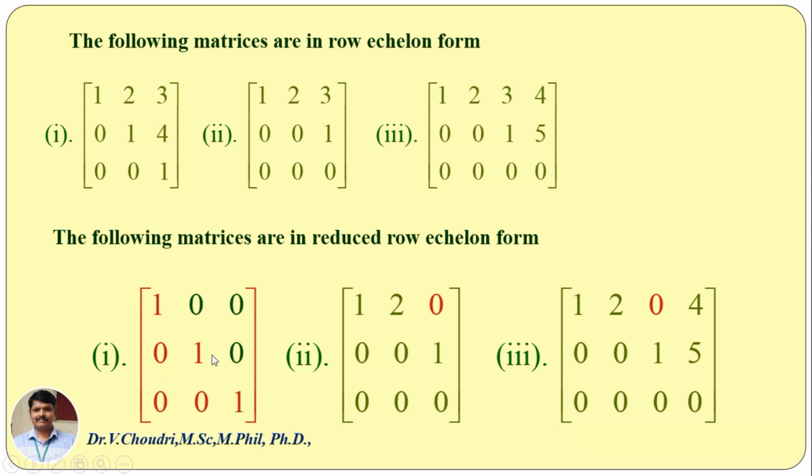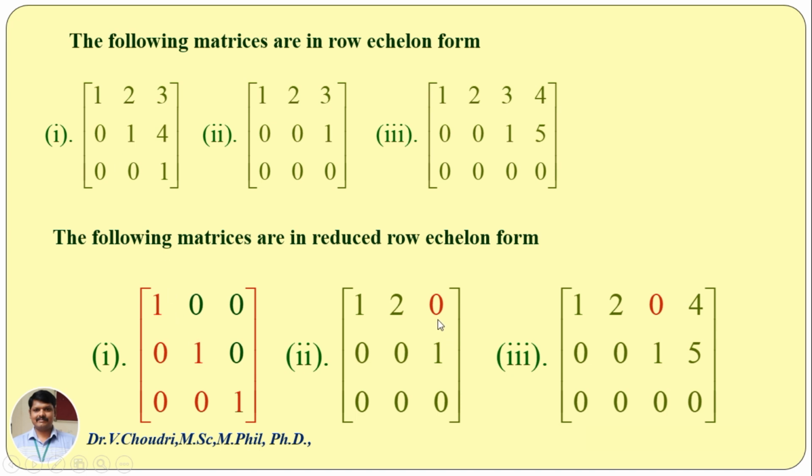And the second entry 1, the numbers below and above it should be 0. The last one also is number 1. Keep the two elements above it as 0. Now only the row echelon form becomes reduced row echelon form. Reduced row echelon form is also row echelon form, but row echelon form is not always reduced row echelon form.